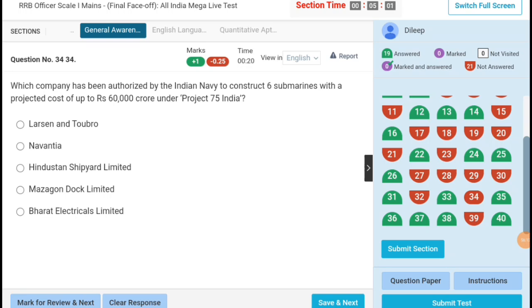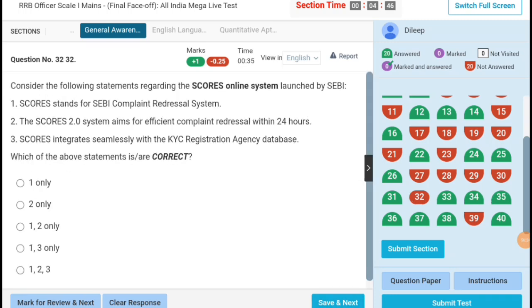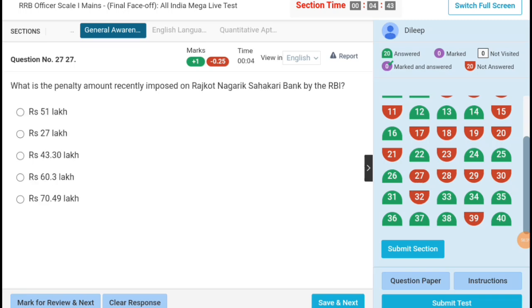Which company has been authorized by the Indian Navy to construct 6 submarines with a projected cost of 60,000 crore under Project 75 India? I think Larsen & Toubro or Bharat Electronics Limited. Rajkot Nagarik Sahakari Bank is 27 or 51 lakh. What is the penalty amount recently imposed on Rajkot Nagarik Sahakari Bank by the RBI?